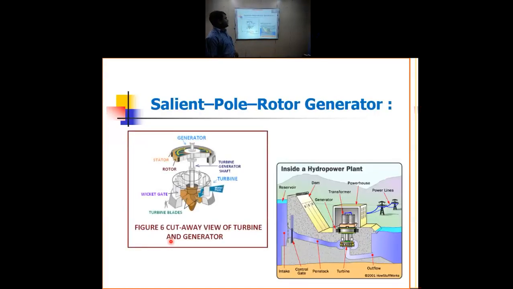And this is a rough sketch for the salient pole rotor generator in a hydropower station: turbine, main shaft, and generator. And the total structure from here to here. To understand the size of the structure, you can just see the size of a person here.